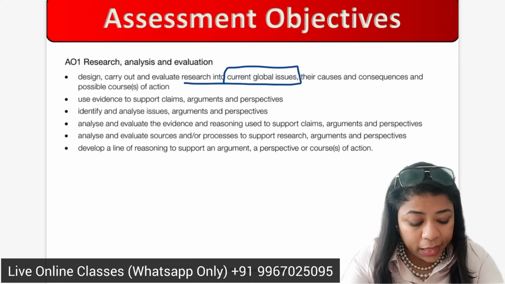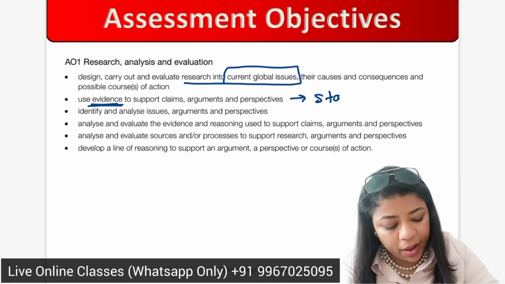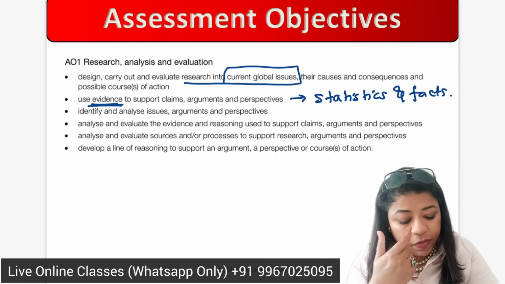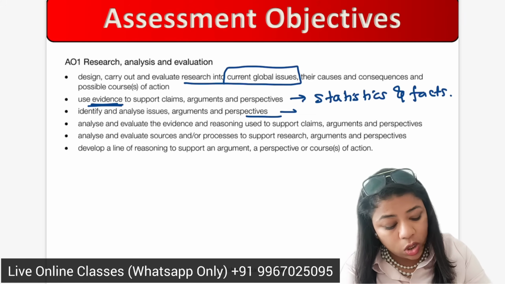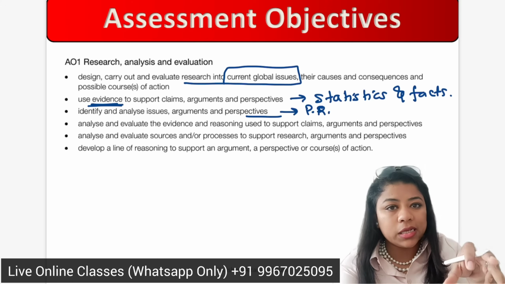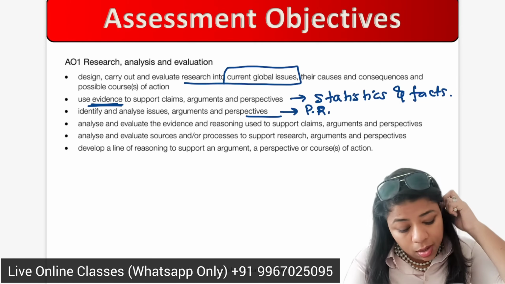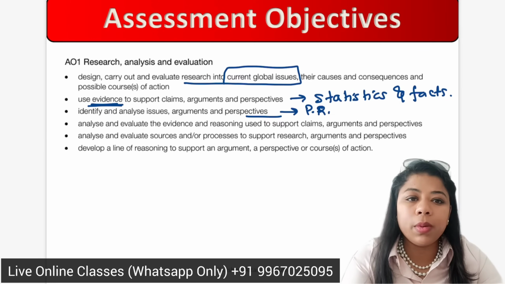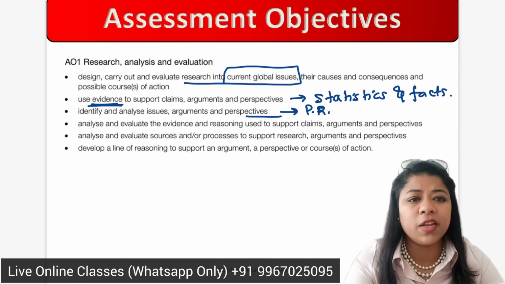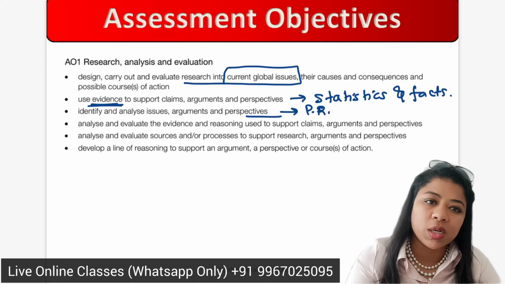Use evidence to support claims, arguments and perspectives. Evidence is important, that is your statistics and facts. Identify and analyze issues, arguments and perspectives. Now this is your personal response, because you are going to identify and analyze what the problem is, and then the issue, arguments and perspectives. At minimum you should cover at least 2 perspectives, but to write a very good essay, try to cover as many perspectives as possible. The bare minimum is 3: your global perspective, national perspective, and local or personal perspective.